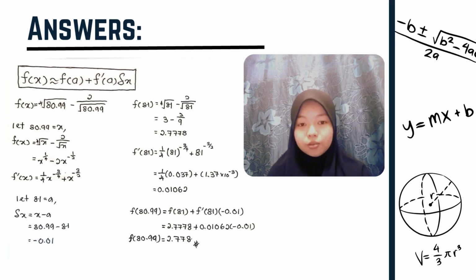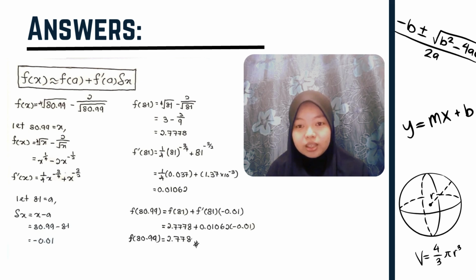After all that, we need to find the f(a) and f prime a, where a is the new value that we computed, approximately near to the given value. So our a is equal to 81, right? So our f(a), which is f(81), is equal to root 4 of 81 minus 2 over square root of 81. After calculating all of that, we got the value of f(81) equal to 2.7778. Okay, next we find the f prime a, which is f prime 81, equal to 1 over 4 times 81 to the power of negative 3 over 4 plus 81 to the power of negative 3 over 2, and calculating all that, we got 0.01062.